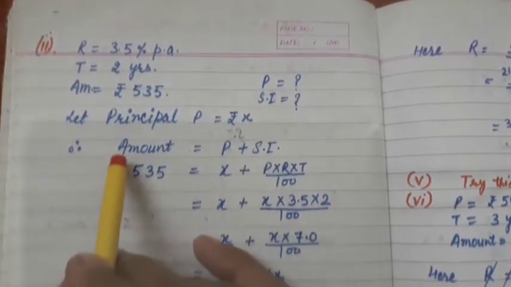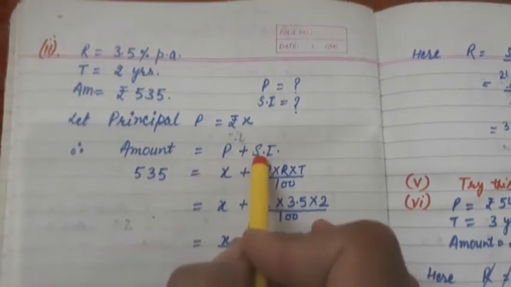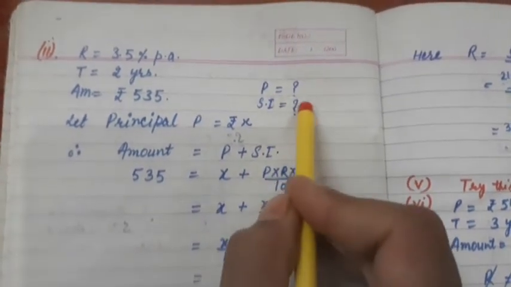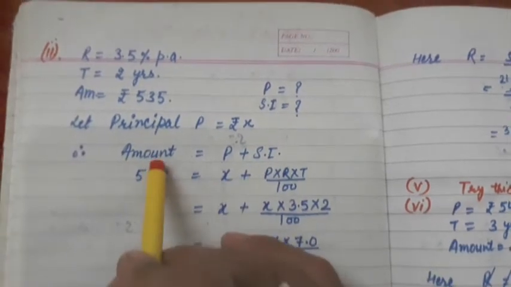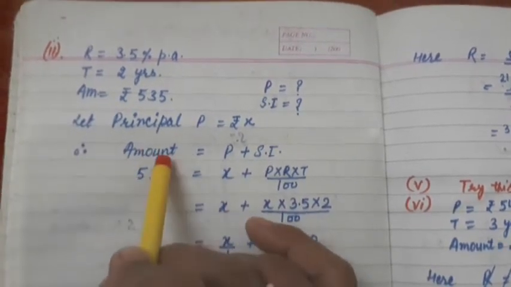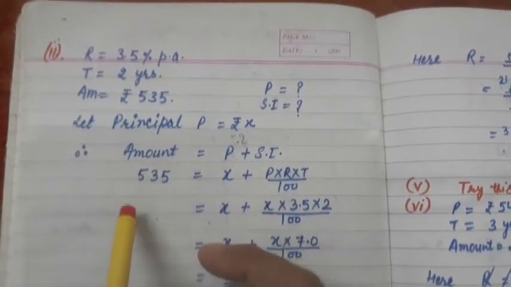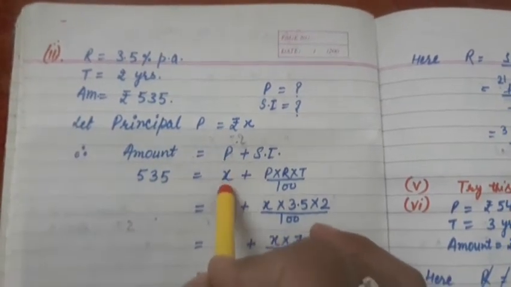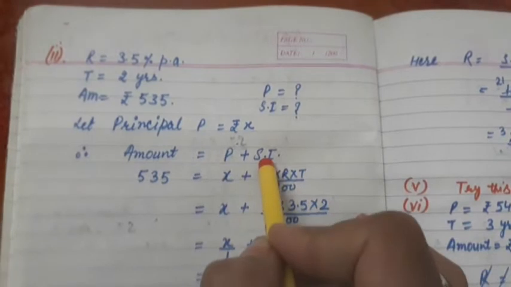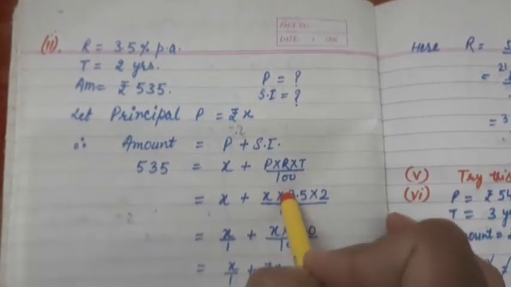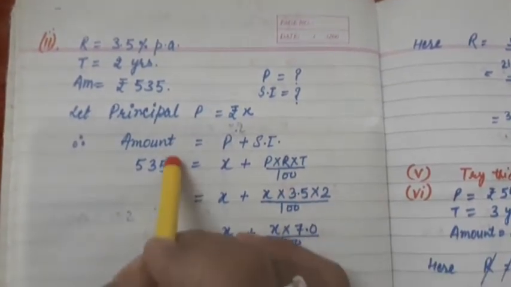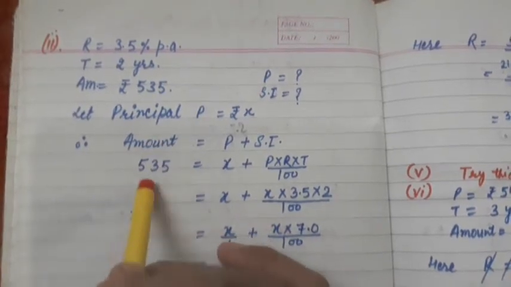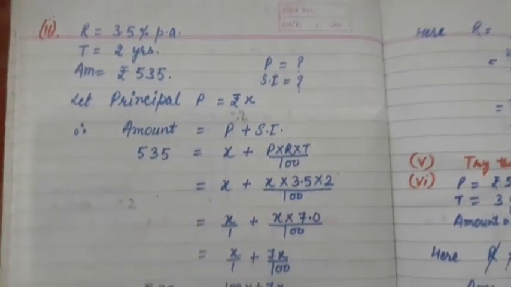So we know that the formula for amount is P plus SI. In this case we have to find both principal and SI. The formula for amount is given, so we will compare it by amount. The amount is equal to P plus SI. P is rupees X, and the formula for SI is P into R into T upon 100. And amount is given, that is 535.